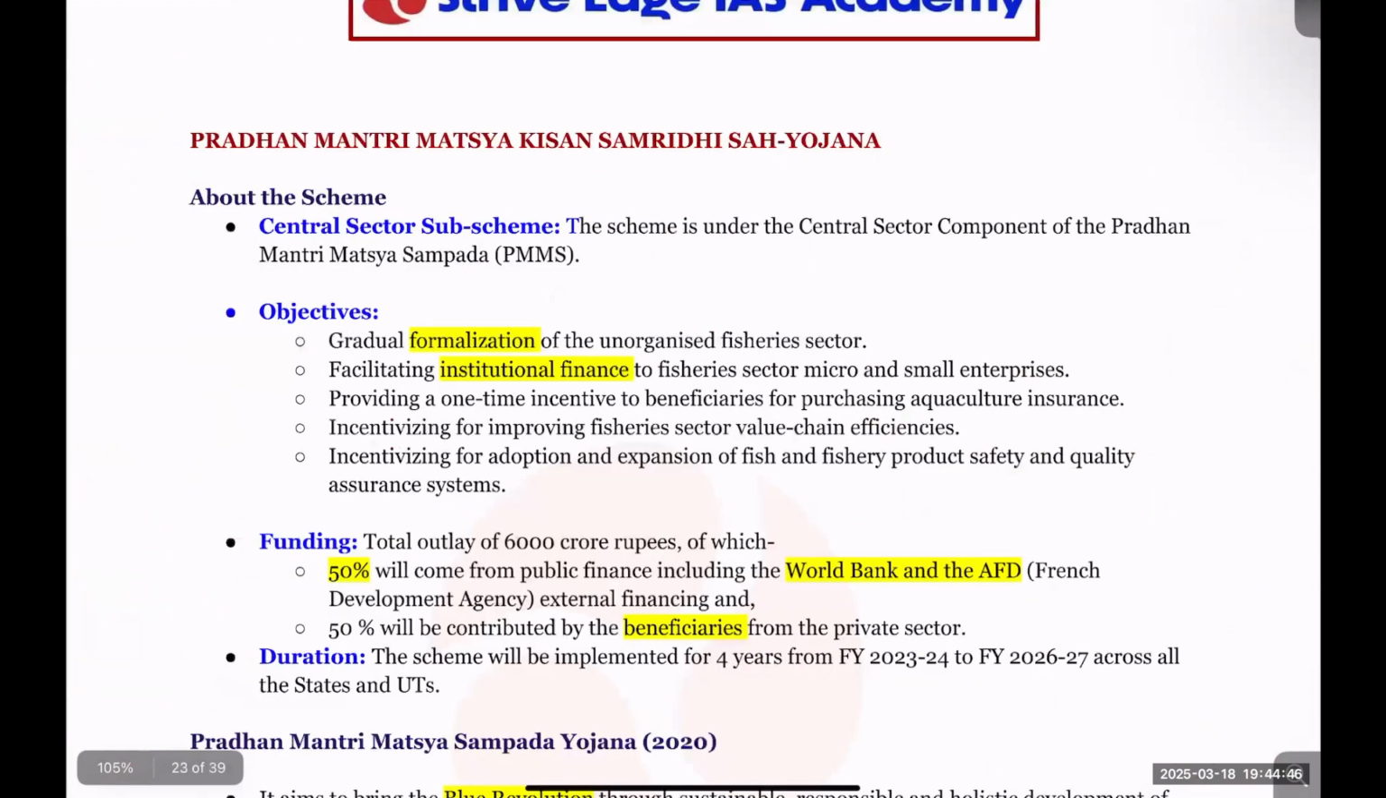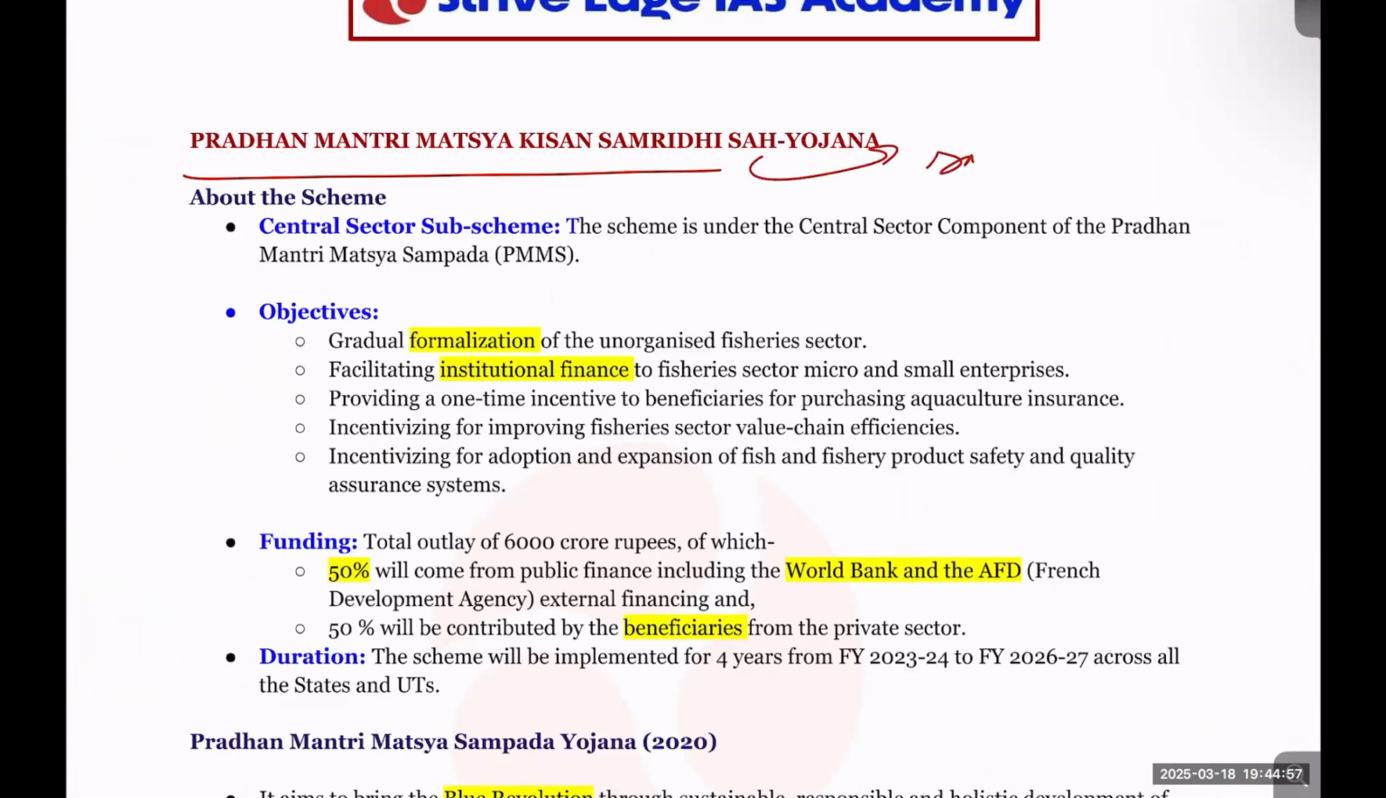Now we will take this topic, Pradhan Mantri Matsya Kisan Sampada Yojana, Kisan Samriddhi Sahakari Yojana. Okay, Saha is Sahakari. Sahakari means cooperative. So in this cooperative sector, this scheme has been developed. So what is this scheme? It is a central sector scheme, and you already know the difference between central sector and centrally sponsored. The scheme is under the central sector component of Pradhan Mantri Matsya Sampada Yojana. So it is a sub scheme within the scheme Pradhan Mantri Matsya Sampada Yojana.